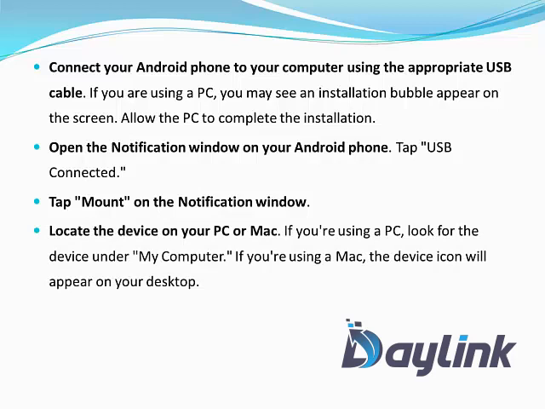Locate the device on your PC or Mac. If you are using a PC, look for the device under My Computer. If you are using Mac, the device icon will appear on your desktop. Drag and drop the image files onto the device icon.